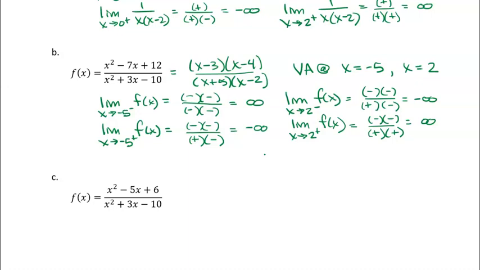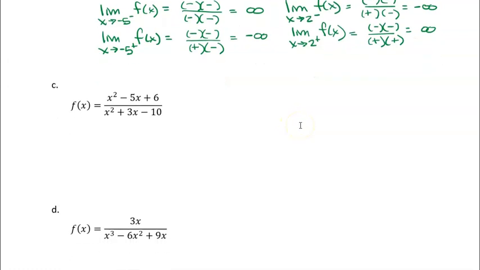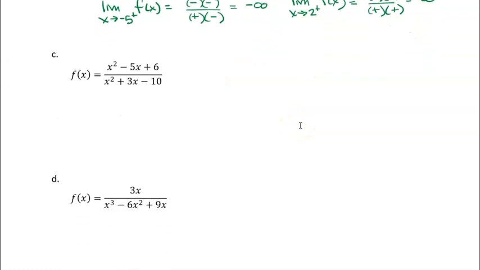There we go. All right, 2 down, 2 to go. This one I think is a little bit different. Again, I'm going to start by factoring. So let's see, this factors into what? x minus 2 and x minus 3, right? That'll work.